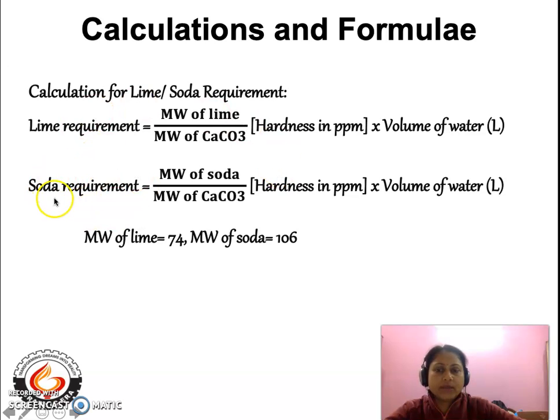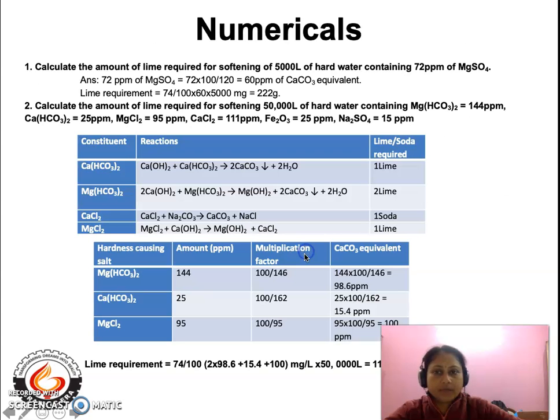Similarly, the soda requirement is molecular weight of soda. Soda is nothing but sodium carbonate and lime is nothing but calcium hydroxide. So molecular weight of soda divided by molecular weight of calcium carbonate into hardness in ppm and into volume of the water to be treated in liters. So here molecular weight of lime is 74 and molecular weight of soda is 106. So now let us start solving the numericals.